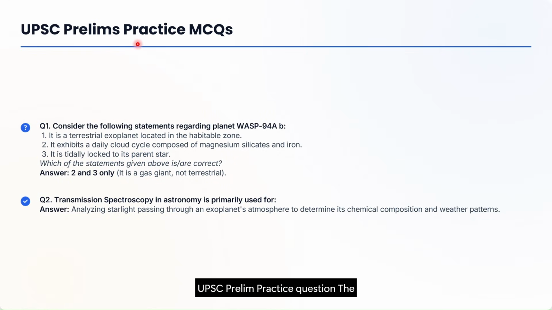UPSC prelims practice question. The first question is: consider the following statements regarding planet WASP 94AB. Option 1, it is a terrestrial exoplanet located in the habitable zone. 2, it exhibits a daily cloud cycle composed of magnesium silicate and iron. 3, it is tidally locked to its parent star. Which of the statements given above are correct?